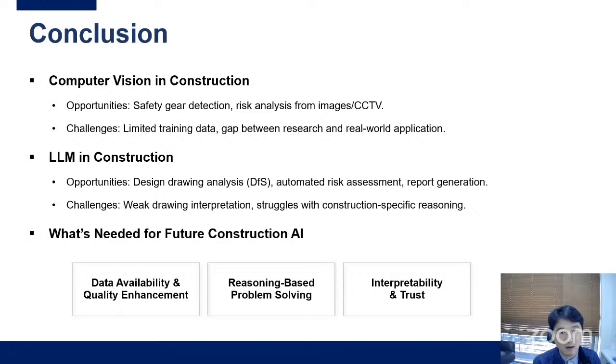First, data availability and quality enhancement. Expanding and refining construction-specific datasets is essential for improving AI performance. Reasoning-based problem solving. AI should adopt multiple-step reasoning to handle complex construction challenges. Interpretability and trust. AI must not only provide results, but also explain its reasoning clearly, ensuring better decision making.